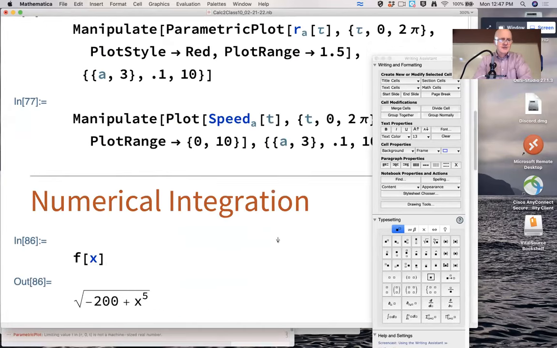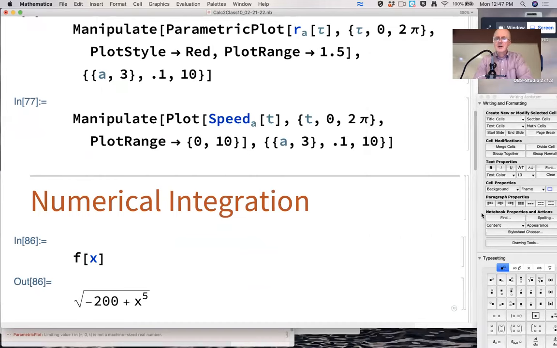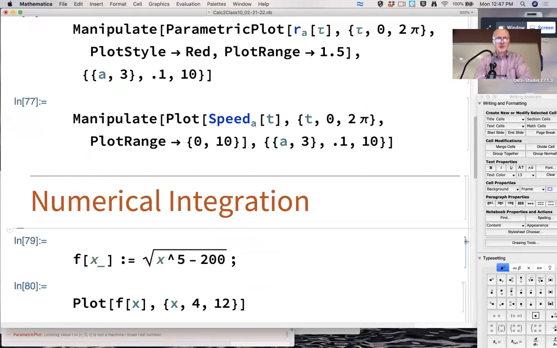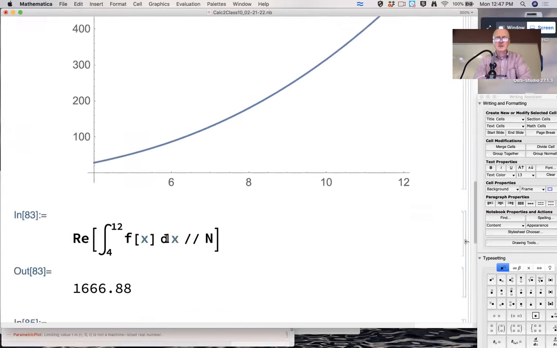Just make sure it is the right function. I just wanted to make sure it didn't interfere with the previous thing that I did with the parametric curve.